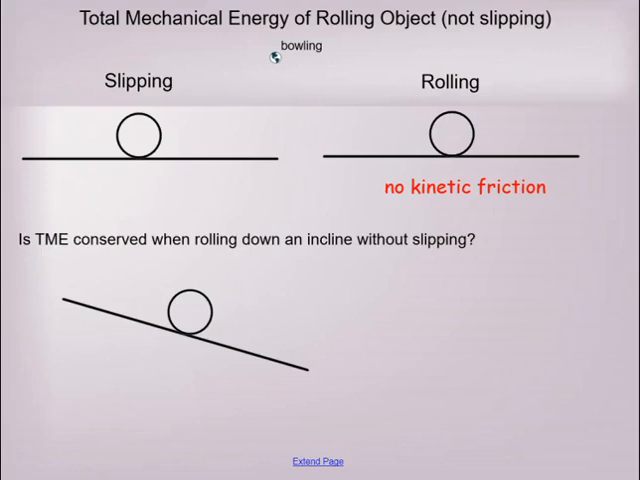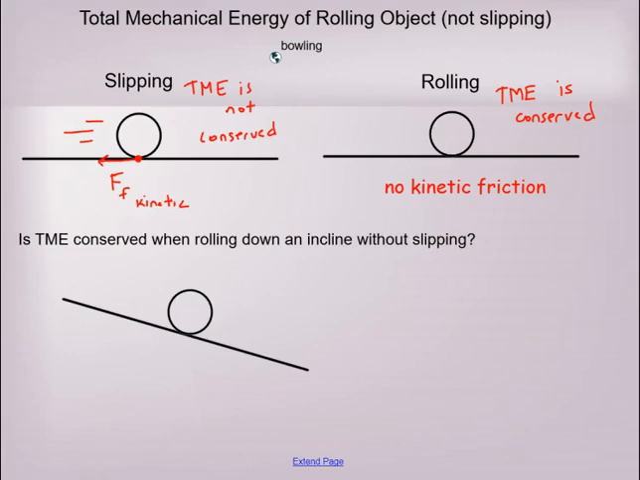So let's look at whether mechanical energy is conserved when an object is rolling but not slipping. Let's start with just slipping. So thinking about something sliding across the floor. We know kinetic energy is not conserved because as it's sliding, there's going to be friction acting on the system, and that friction is going to do work on the system, changing its kinetic energy, right? Some of that energy is going to become heat.